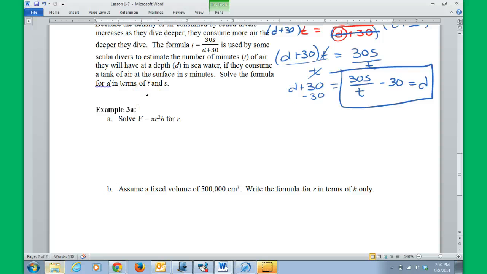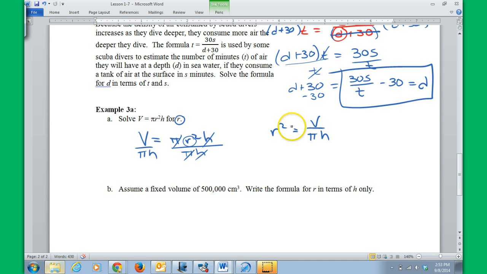So part 3A says solve V for R. I want you to try that one now. Solve for R. My goal here is to get everything away from the R. I've got a pi and an h, so I'm going to divide both sides by pi h first of all. The pi will cancel and the h will cancel. So now I have r squared equals V divided by pi h.